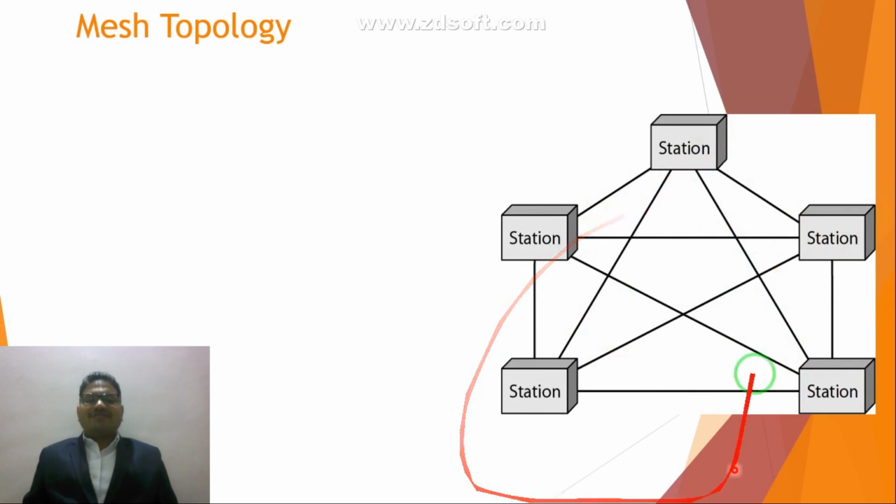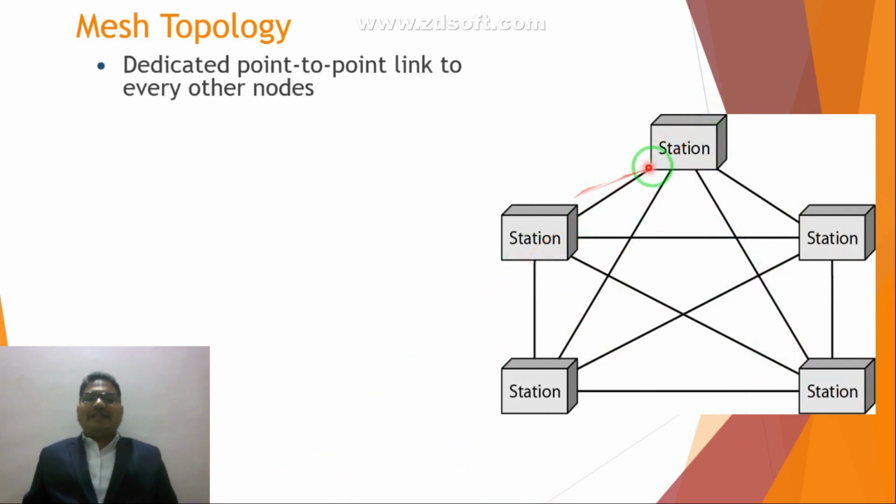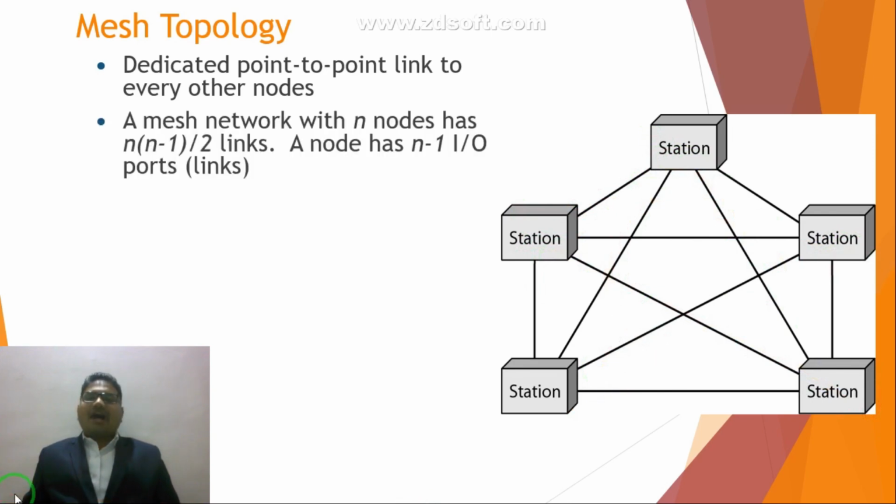As you can see from this figure, there is a dedicated point-to-point link to every other node. There are 5 nodes, and each node has a dedicated link with each other. If we consider the link between two stations as full duplex, and there are n nodes, how many links do we require? We require n into n minus 1 upon 2 links. Understood? In this example, there are 5 stations, so n equals 5. Then n into n minus 1 is 5 into 4, that is 20. So 20 links would be required, but if those links are full duplex, then 20 divided by 2, that is 10 dedicated links, we require.